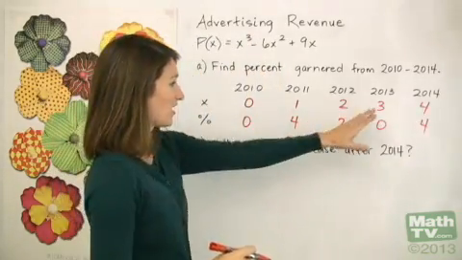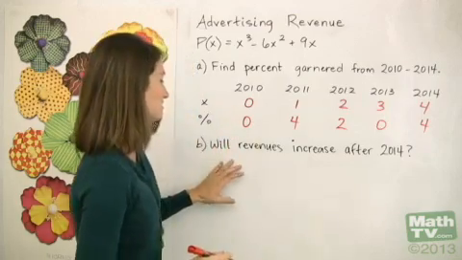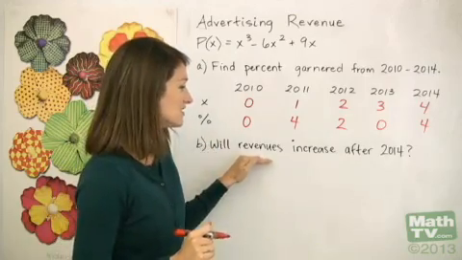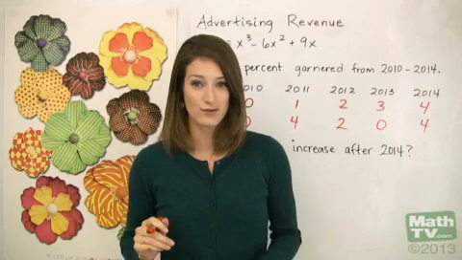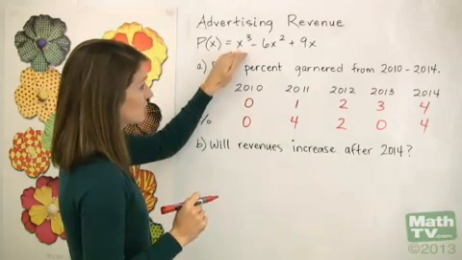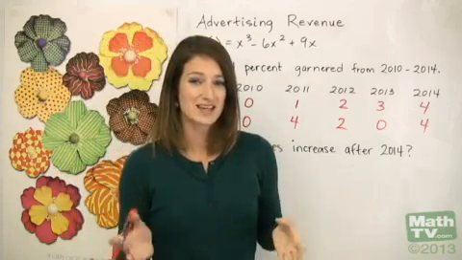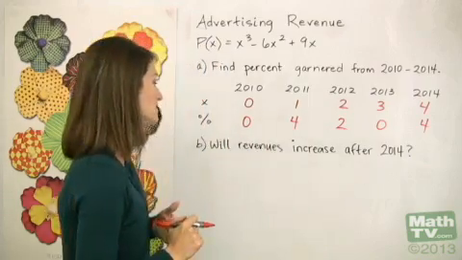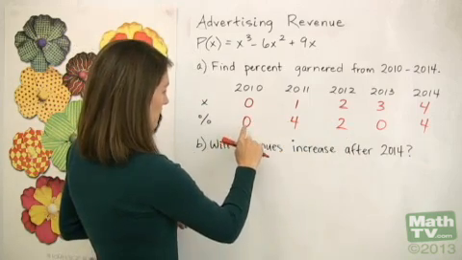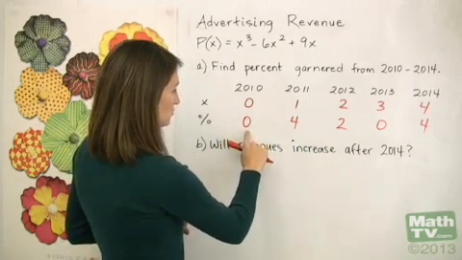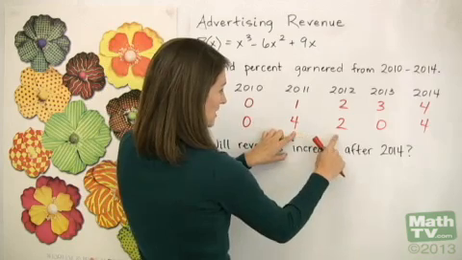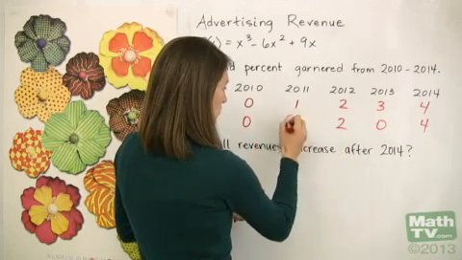Then we just plug in these values into our function in order to get our percent values. So 0 plugged into this function is 0, 1 plugged in is 4, 2 plugged in is 2, 3 plugged in is 0, and 4 plugged in is 4. So then we can look at these values here in our table and we can answer our next question, which is: can this social networking company expect to see revenues continuing to increase after 2014? So the first thing we need to do is look at this function, and the degree of this function is 3, which means that you can expect to have no more than 2 turning points. So if we look at our values here, the revenues increased going from 2010 to 2011, and then they decreased between 2011 and 2012. So here's a turning point here.